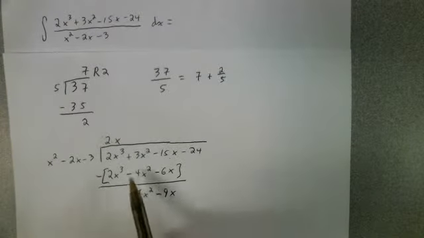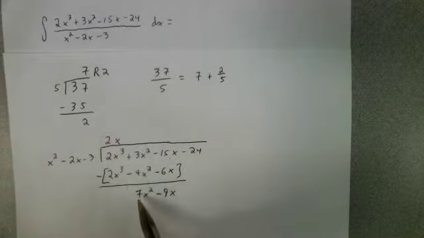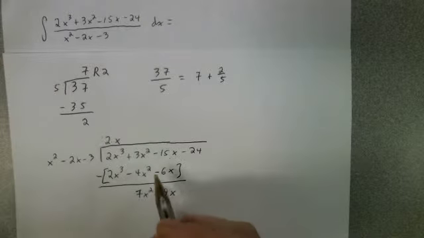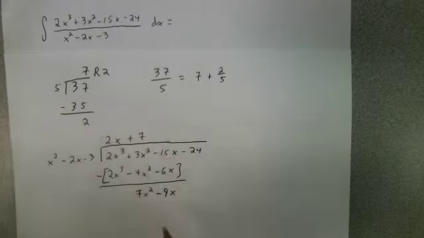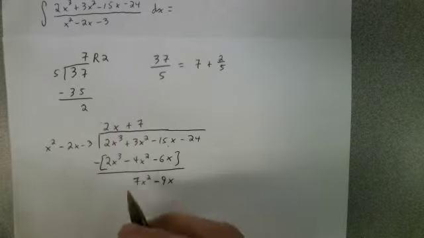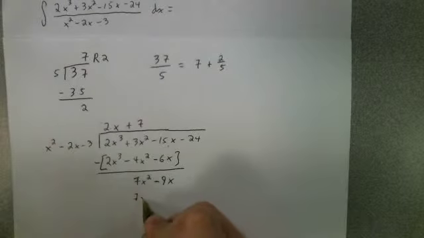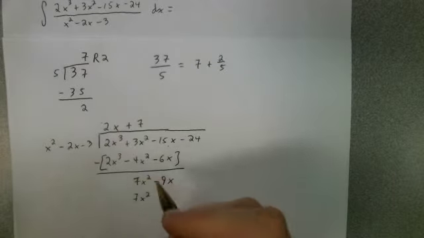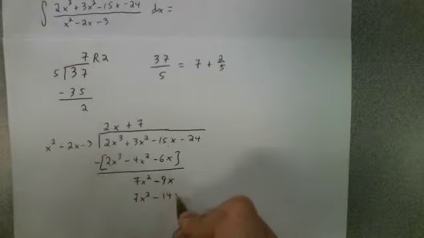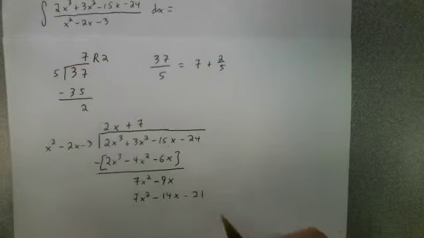So now I got to say, well, all right, I got to keep going with my long division. How many times does x squared go into 7x squared? And the answer now is 7. The reason is 7 times x squared gives you that guy. So 7 times x squared gives you 7x squared. 7 times negative 2x gives you negative 14x. 7 times negative 3 gives you negative 21.